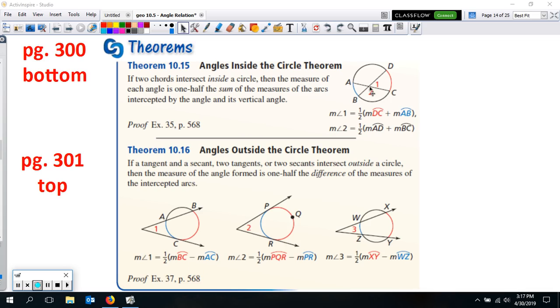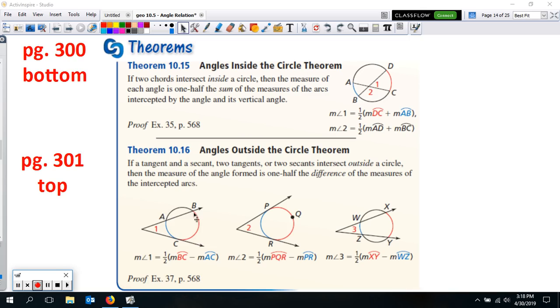So here, when the intersection is inside the circle, you're going to be adding the arcs together, then dividing by 2. Here, when it's outside the circle, you're going to be subtracting the larger arc minus the smaller arc. And this one's obviously larger out here. Your one on the outside here will always be larger than the one on the inside.